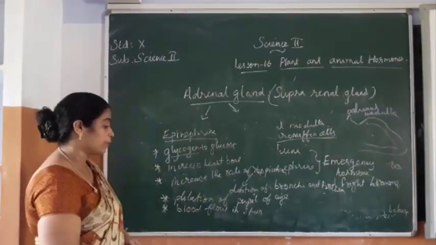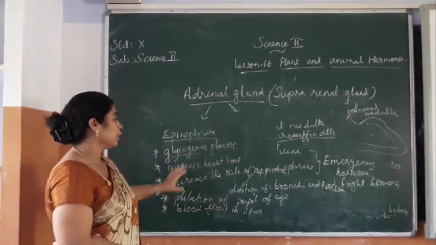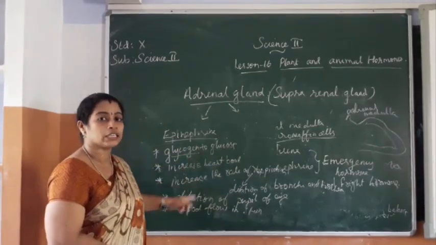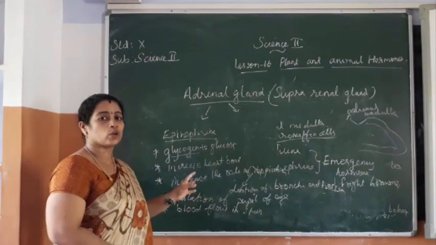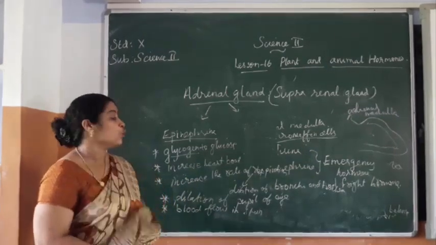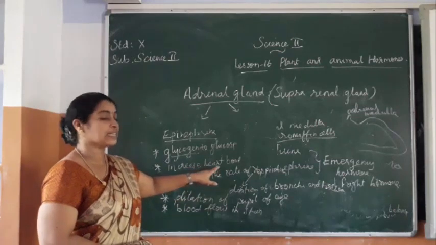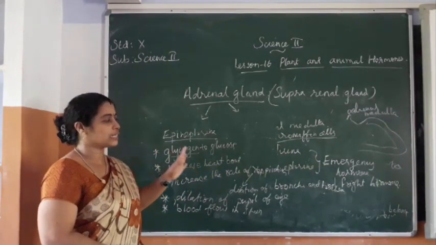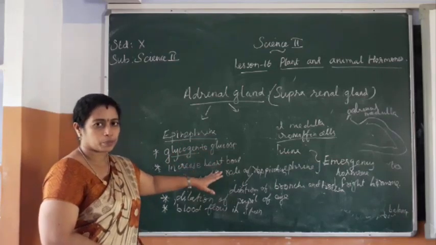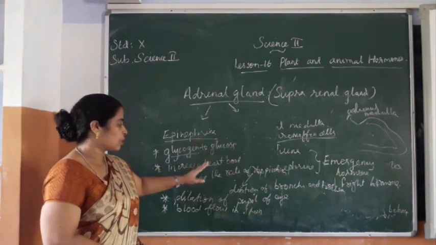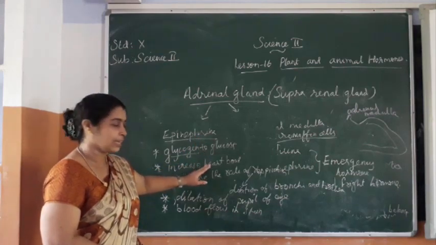Decreases the blood flow in skin. So these are the different functions of epinephrine. First one, it will convert the glycogen to glucose. The glycogen which is stored in liver and muscles will be converted into glucose. The next one increases the heartbeat. When we are in tension or when we are happy, whatever it is, your heartbeat will be increasing, isn't it? So this epinephrine is responsible for the increase in heartbeat.